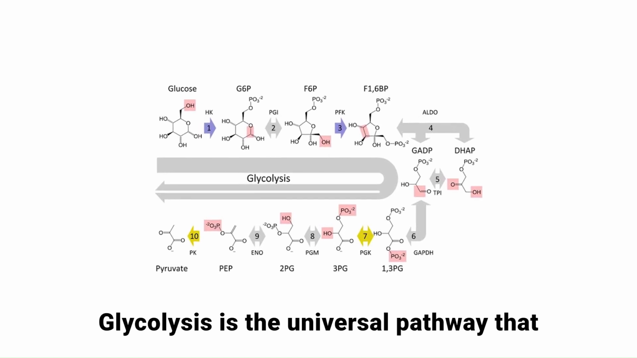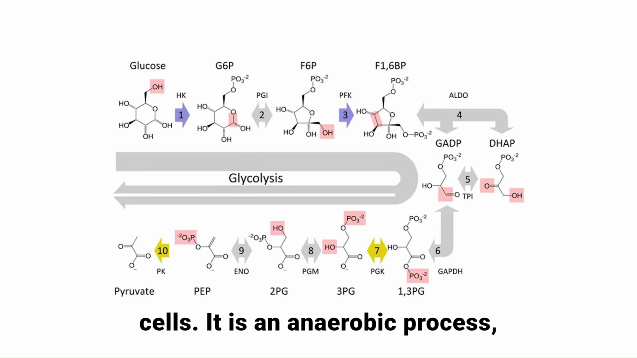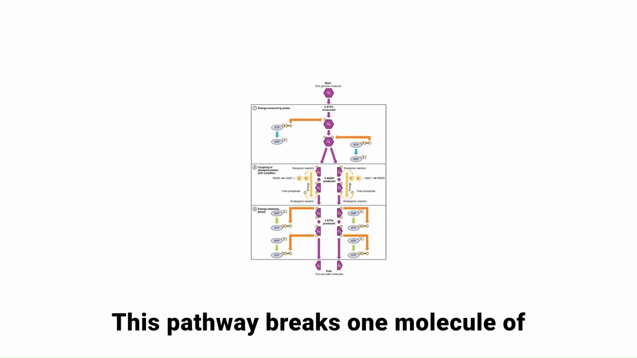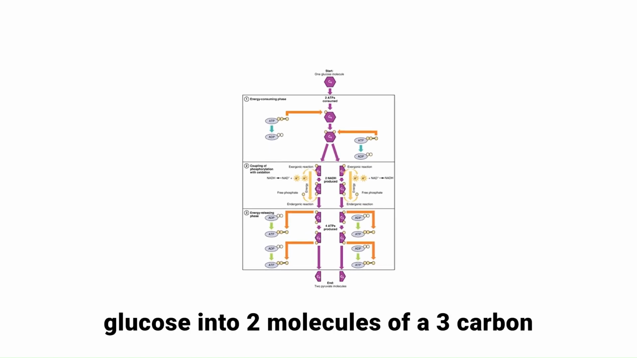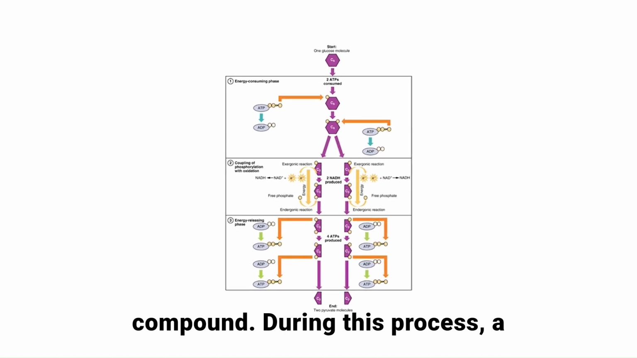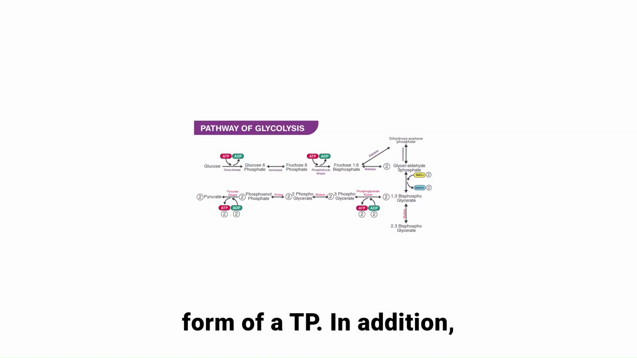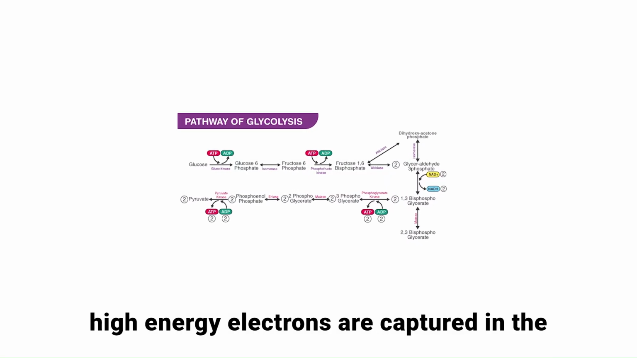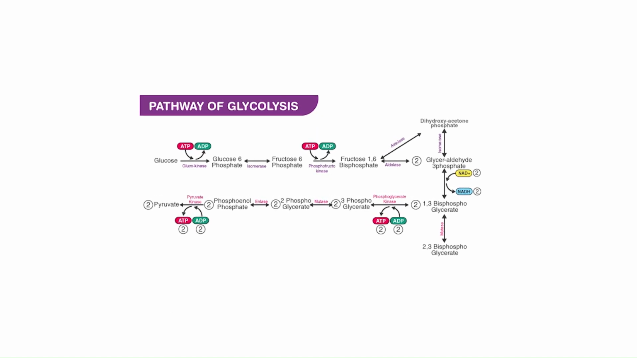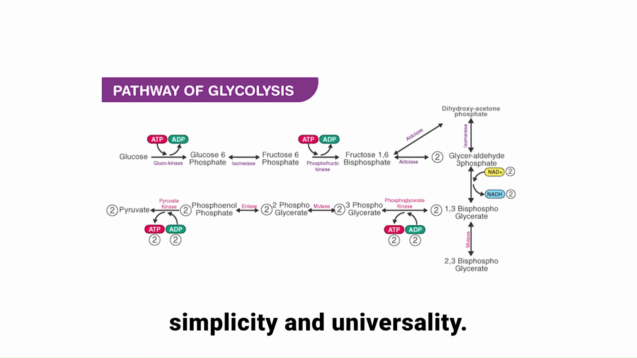Glycolysis is the universal pathway that occurs in the cytoplasm of all living cells. It is an anaerobic process, which means it does not require oxygen. This pathway breaks one molecule of glucose into two molecules of a 3-carbon compound. During this process, a small amount of energy is released in the form of ATP. In addition, high-energy electrons are captured in the form of a molecule that will be used later in the electron transport chain.